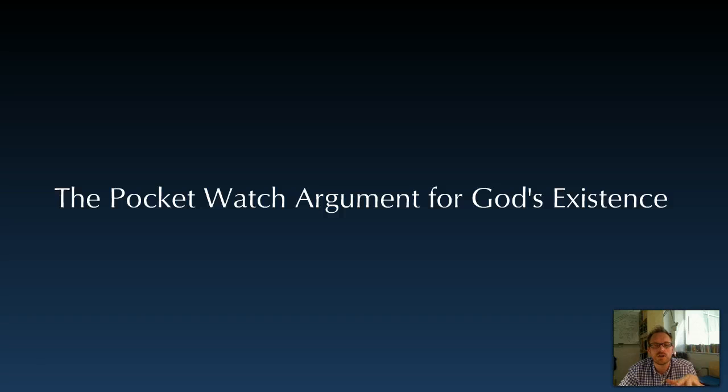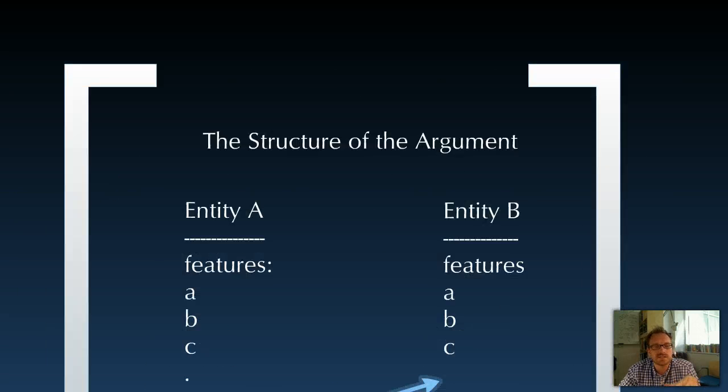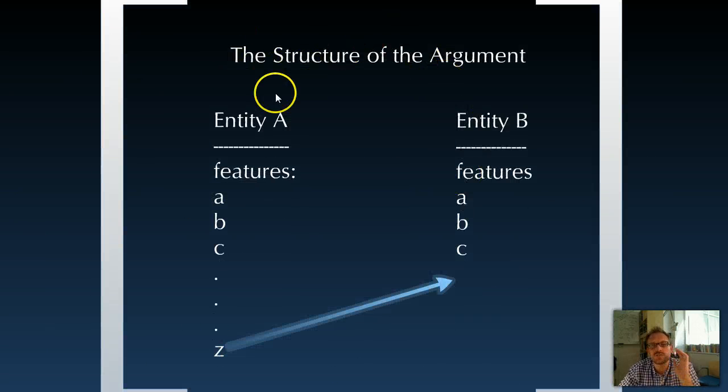So the pocket watch argument for God's existence is a good example. And here's the structure of the argument. For those of you who are interested, you can read David Hume's analysis of this argument. The pocket watch argument says that if you were walking on a beach and found a pocket watch, you would recognize that the watch must have a watchmaker because it has a contrivance. It looks like it's been designed.